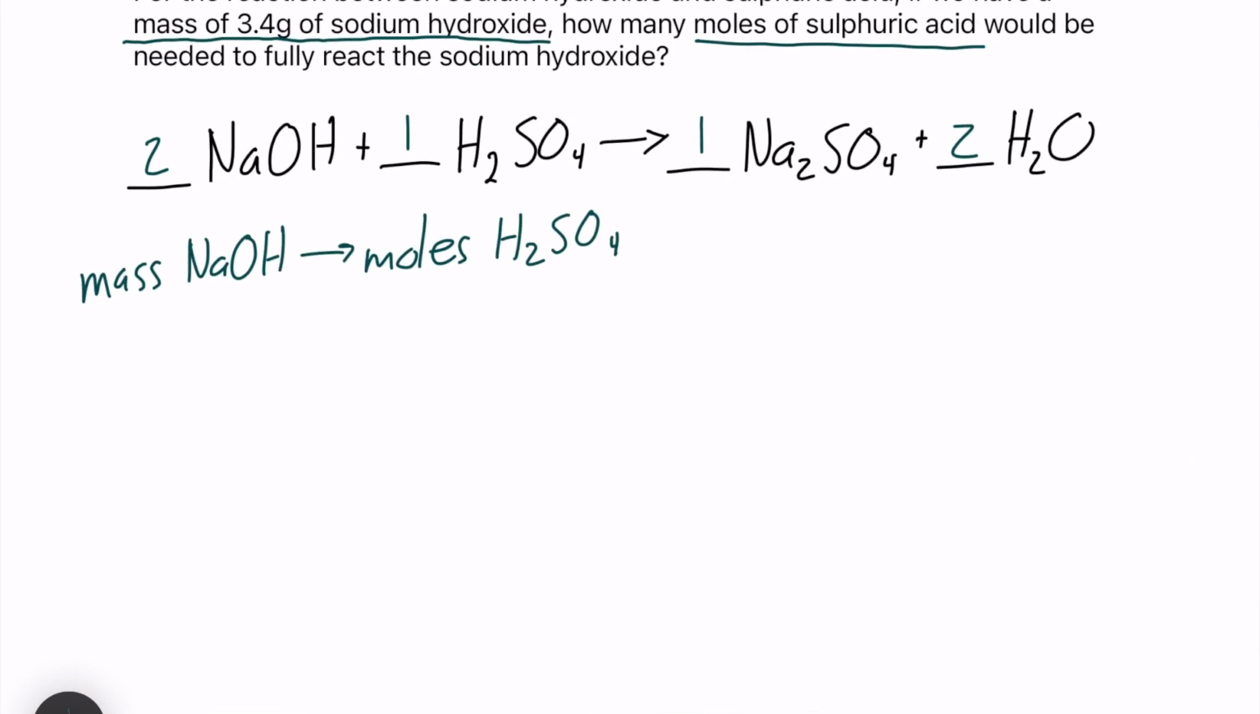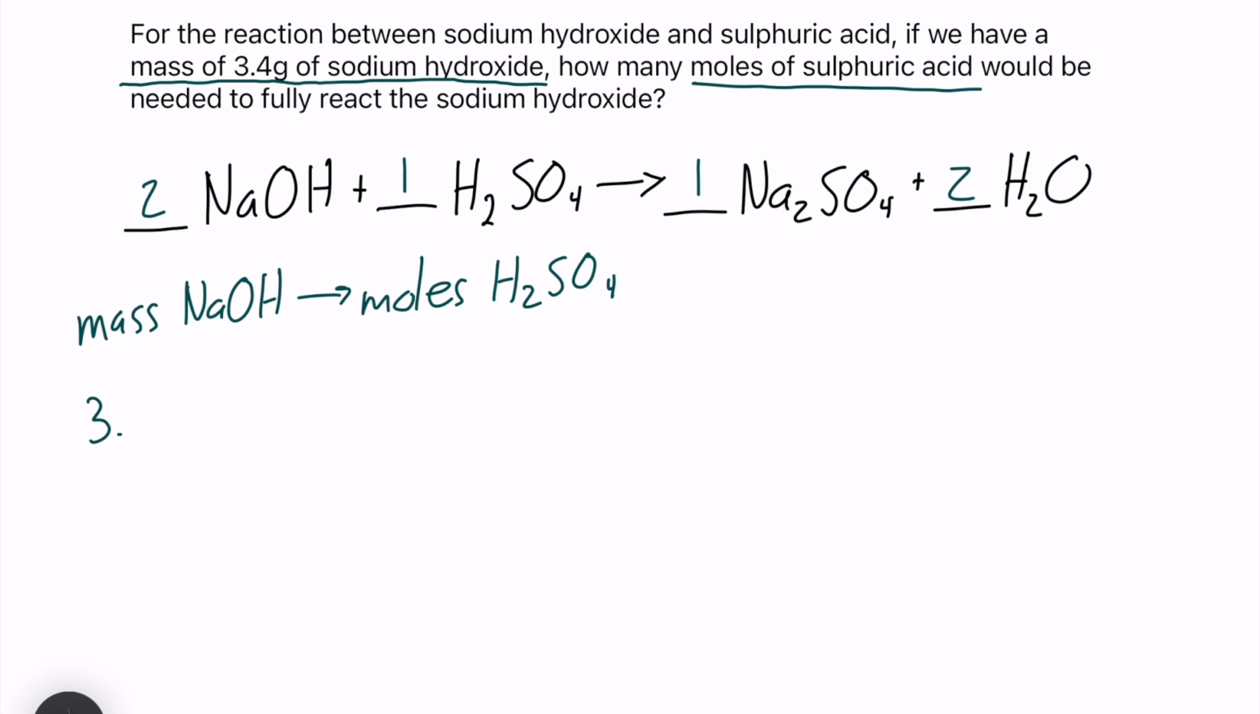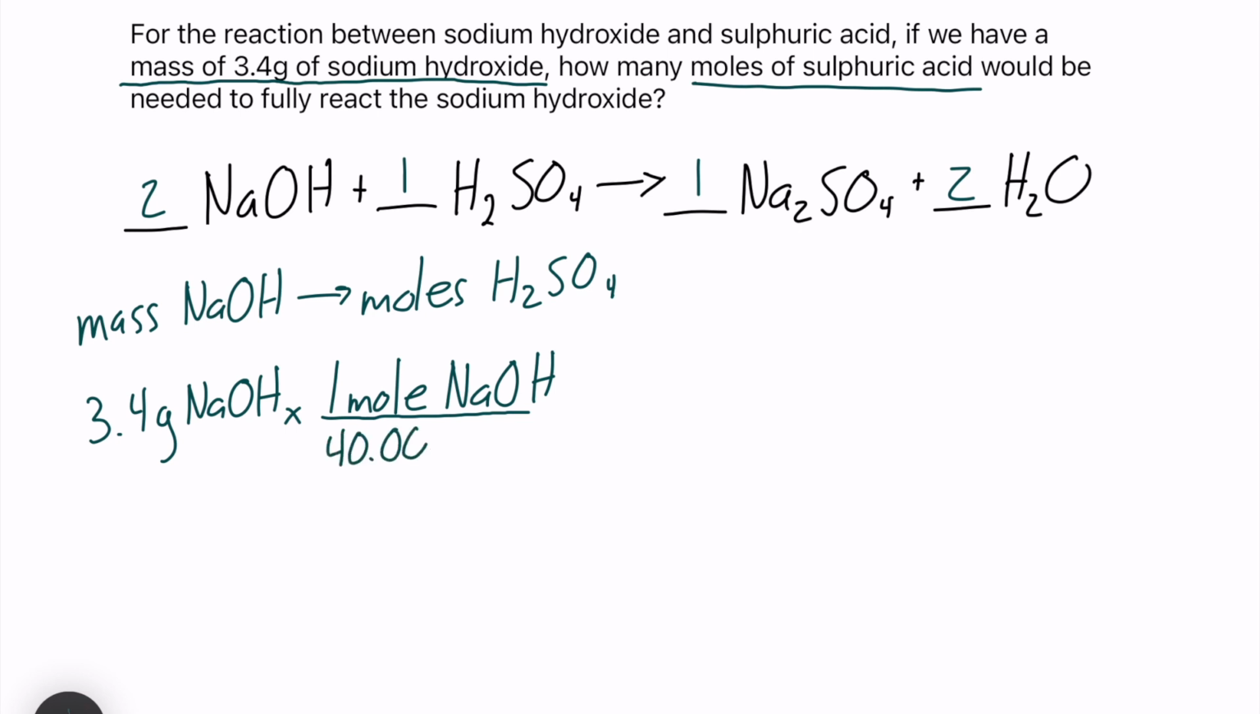So we are going to start off with what we know. We know 3.4 grams of sodium hydroxide. Now, before we can go to moles of sulfuric acid, we must get to moles of sodium hydroxide. Okay, so we want on the top the unit that we would like. So we want moles of NaOH, and we must divide by NaOH's molar mass. So we can go ahead and put that in. So 40 grams of NaOH.